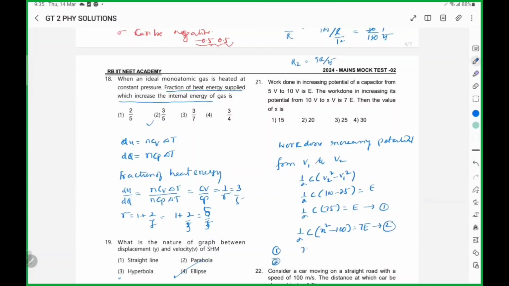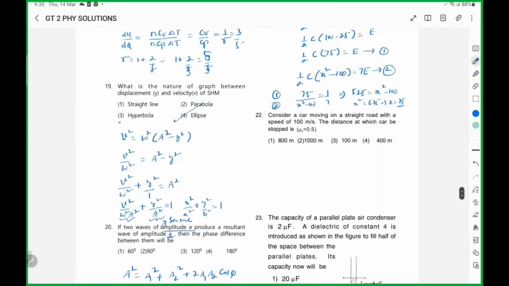Dividing 1 with 2, we get 525 is x square minus 100, which implies x square is 625, so x is 25.